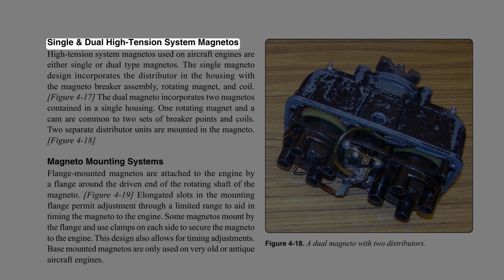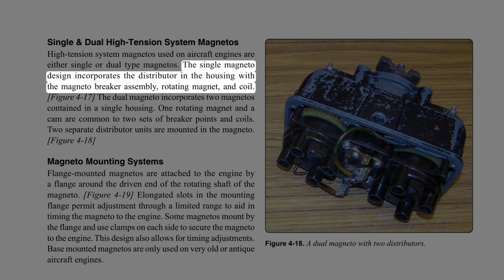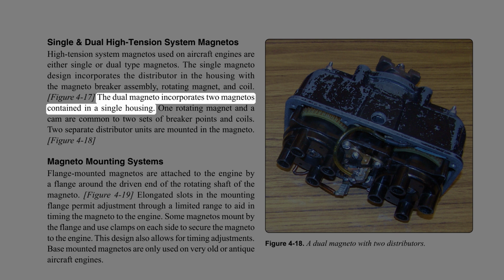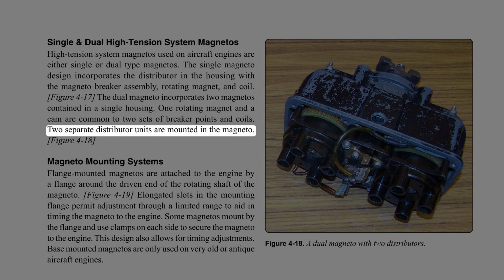Single and dual high-tension system magnetos. High-tension system magnetos used on aircraft engines are either single or dual-type magnetos. The single magneto design incorporates the distributor in the housing with the magneto breaker assembly, rotating magnet, and coil. The dual magneto incorporates two magnetos contained in a single housing. One rotating magnet and a cam are common to two sets of breaker points and coils. Two separate distributor units are mounted in the magneto.